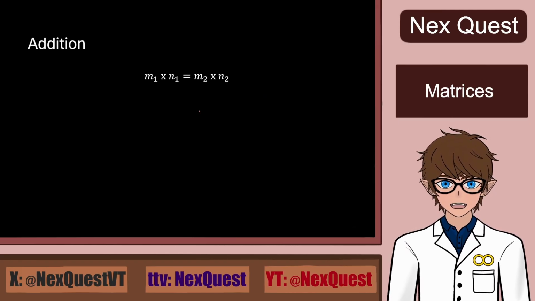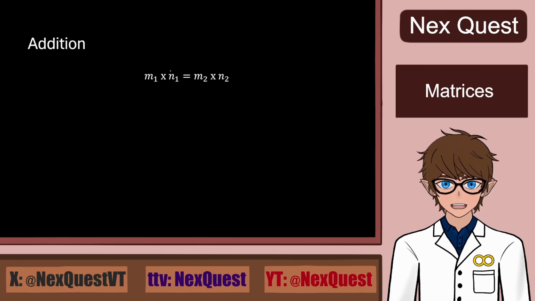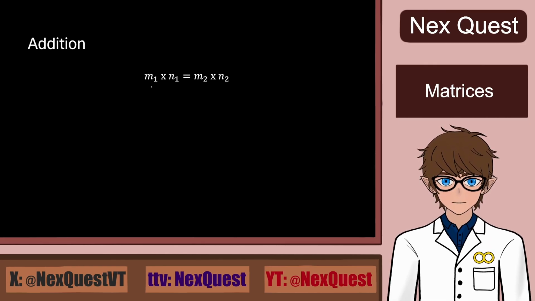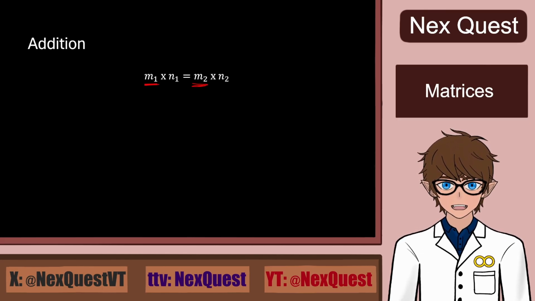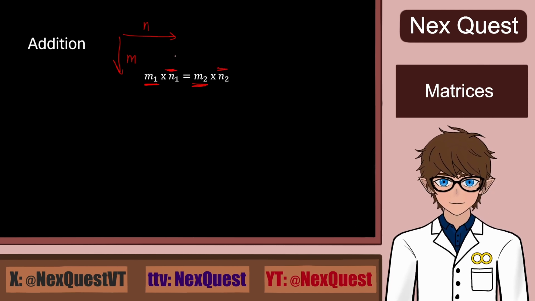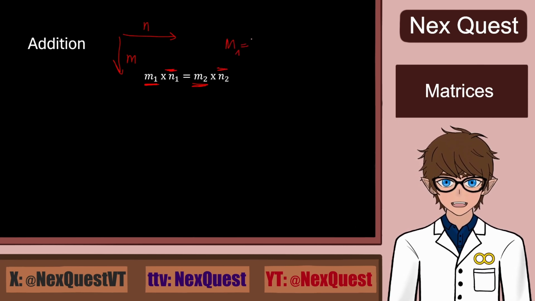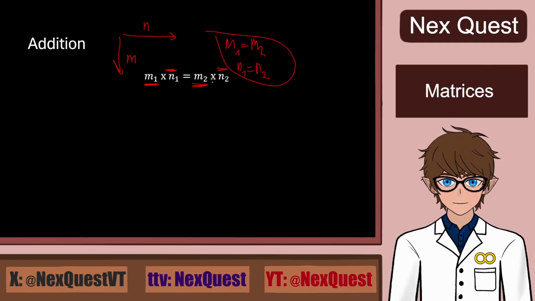Now, for the rules of computation, for matrix addition, we need to make sure of something. That something is the same dimensions. So if we have a 2 by 1 matrix, we can only add a 2 by 1 matrix to it. So the number of columns has to be the same. Sorry, this is the rows. So the number of rows has to be the same, and the number of columns has to be the same of the two matrices. So M1 has to equal M2, and N1 has to equal N2. This is the basic rule for addition.